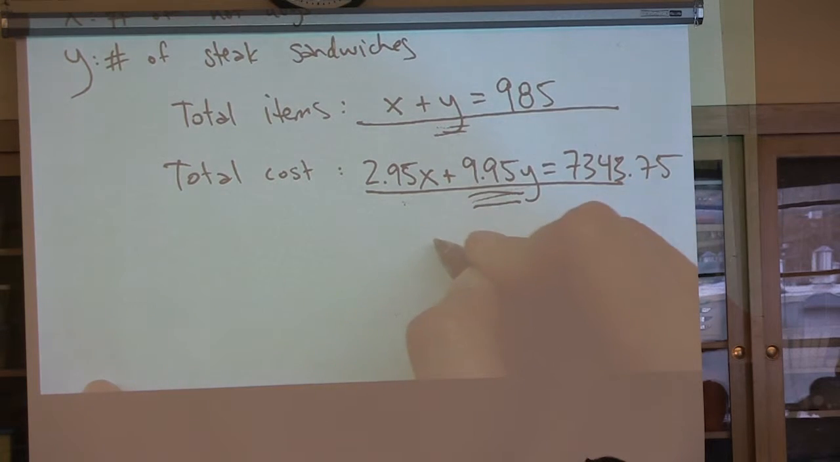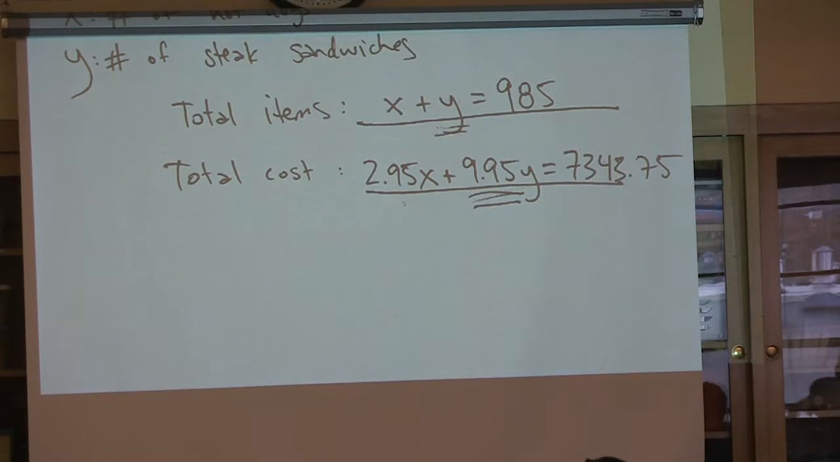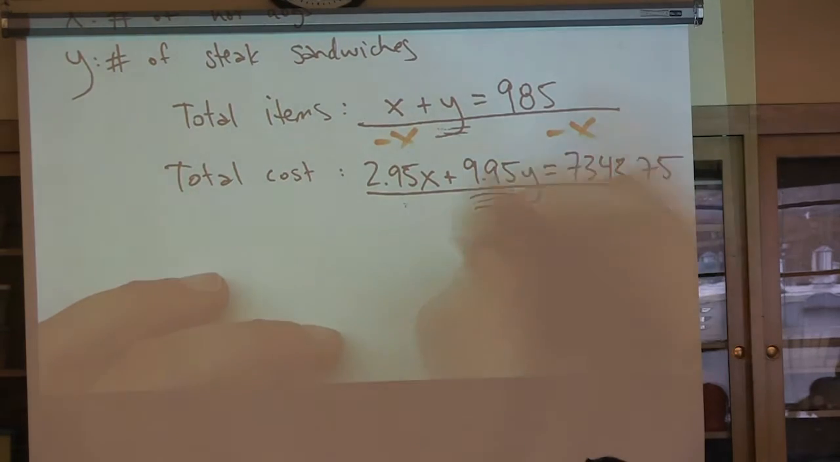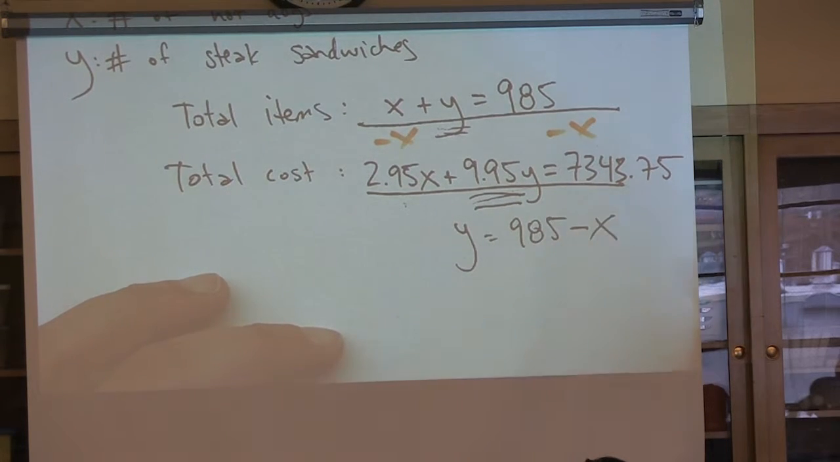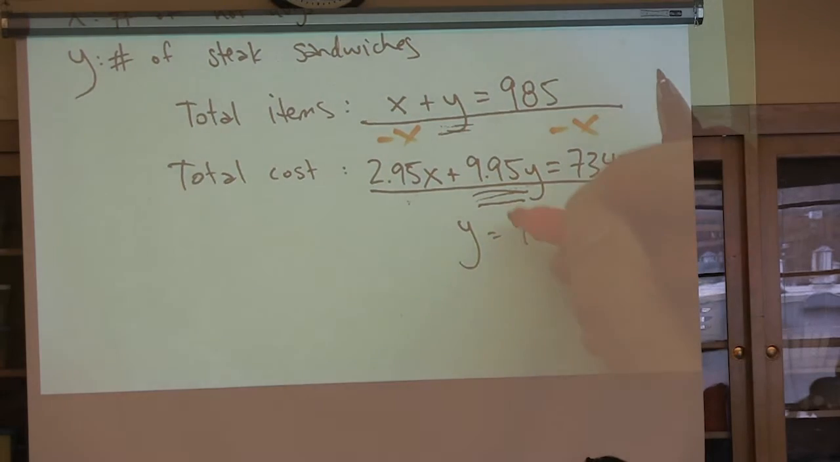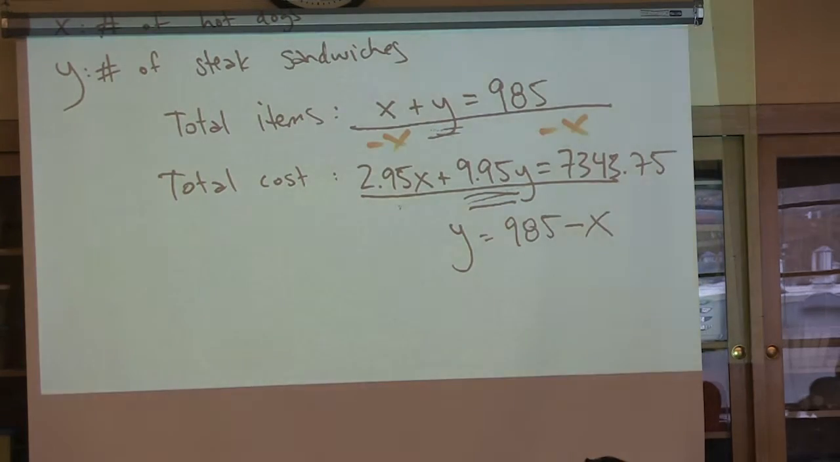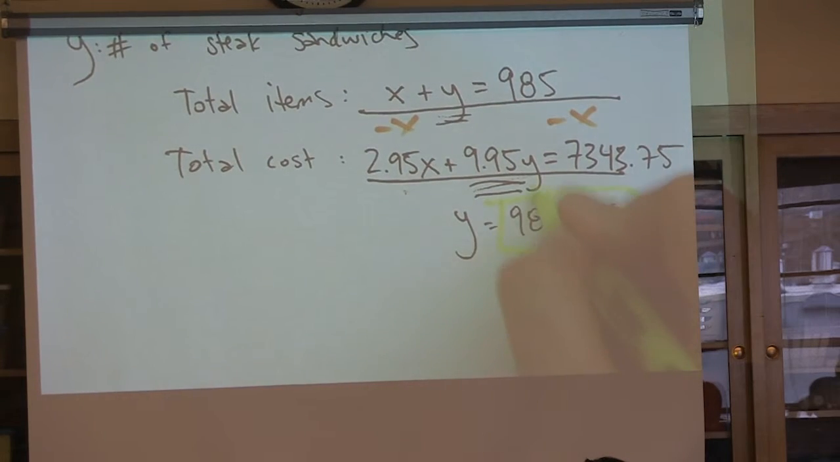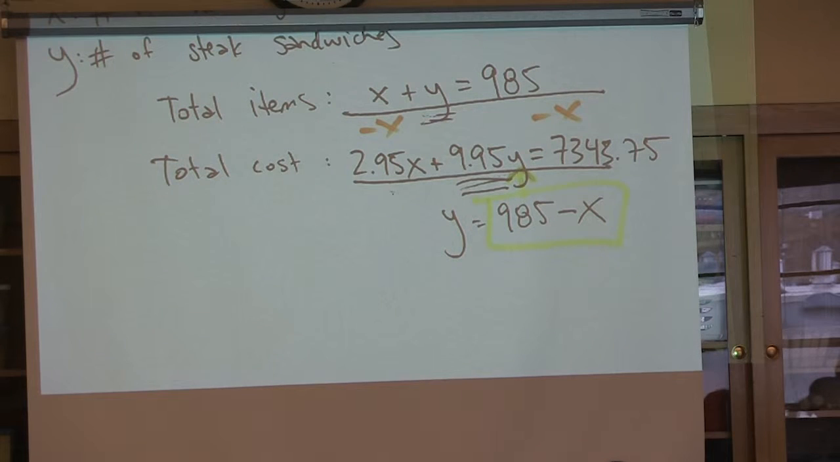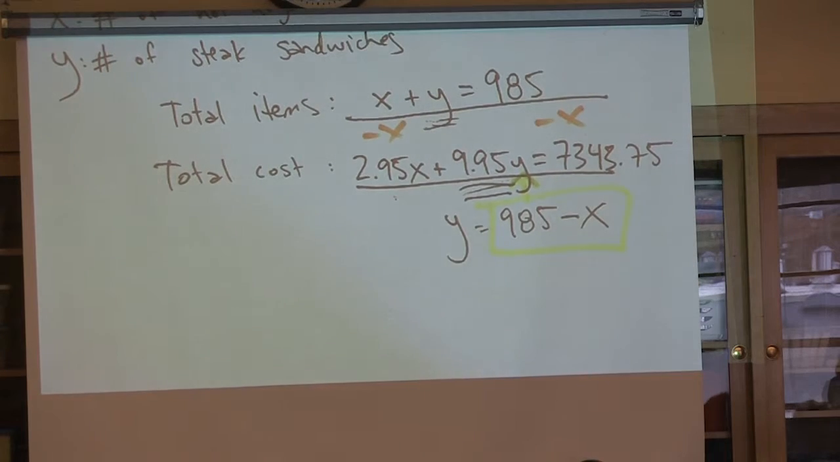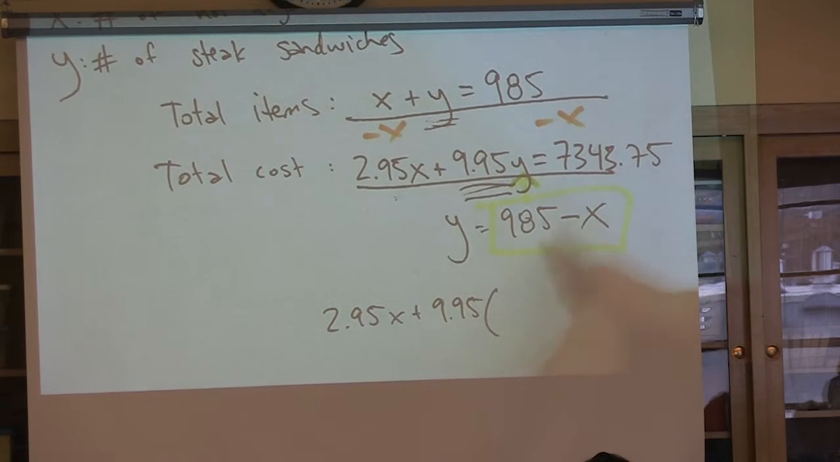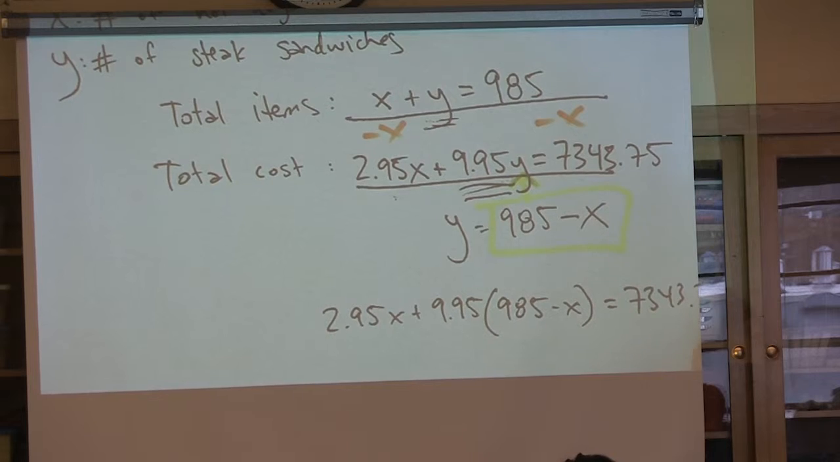Okay, so I have this equation. How do I solve it for y? Boom. Subtract x to the other side. So we get y equals 985 minus x. Now, once we know what y equals, what do I get to do with it? Everyone's all good. Take this, plug it in for y. Elijah, please write this down. So I plug it in for y, so that my new equation is 2.95x plus 9.95, instead of y, I'm plugging in 985 minus x, is equal to $7,000 something.